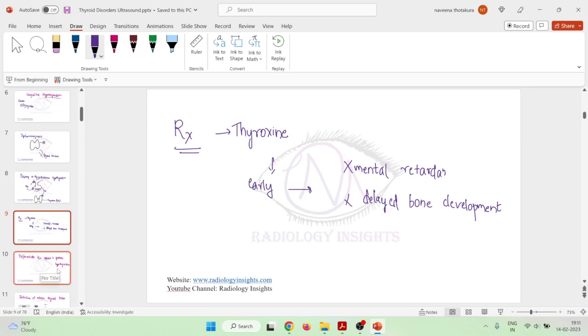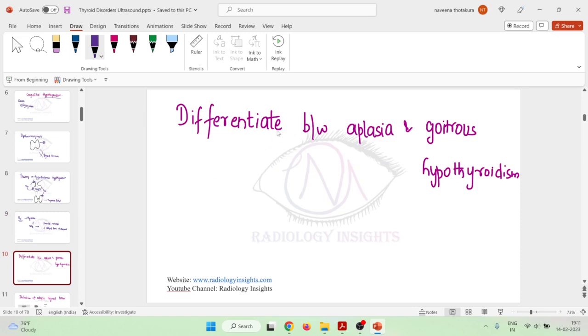Now, one important thing is how are you going to differentiate between aplasia and goitrous hypothyroidism? That means in aplasia, there is no thyroid gland. The gland is completely absent. In goitrous hypothyroidism, in goiter, an enlarged gland is present. One condition where there is no gland, the other condition where there is an enlarged gland. Now, how are you going to differentiate the two types of hypothyroidism?